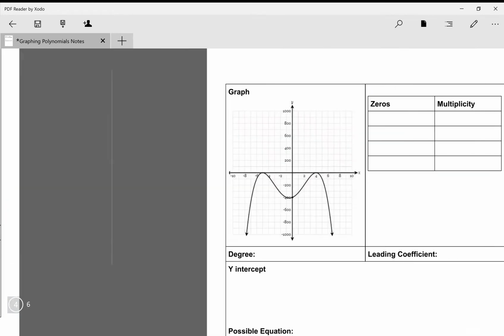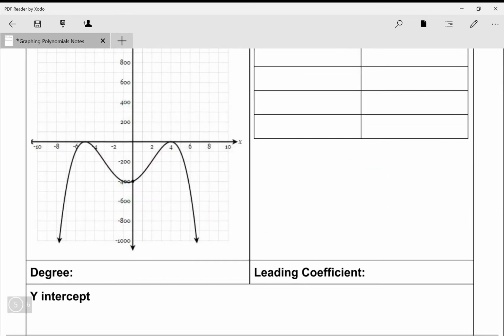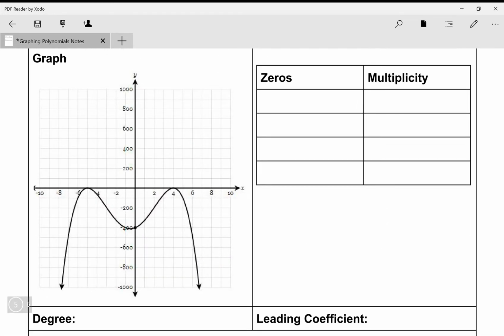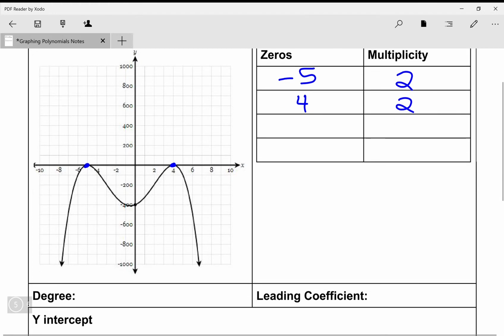All right. So let's look at this one. All right, zeros, I only have 2. Remember, we're only looking at where it crosses the x-axis. -5, and I'm going to say it's a multiplicity of 2, and +4, multiplicity also of 2.